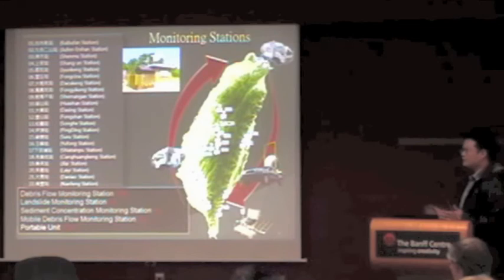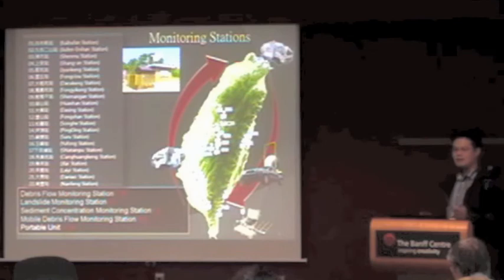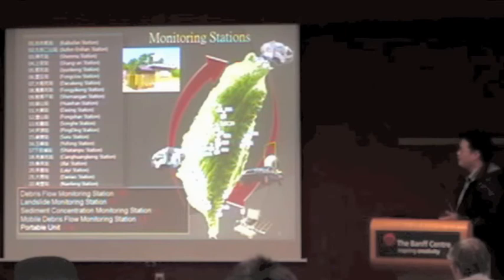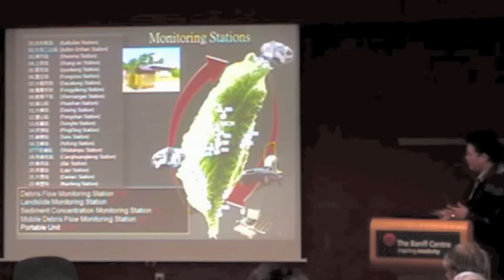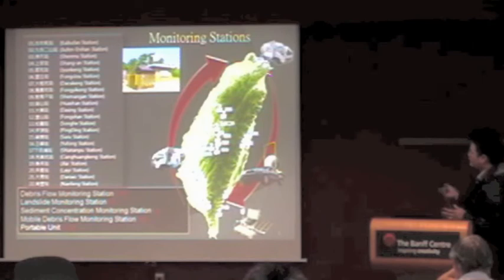Since 2002, Fengjia University has helped Taiwan's government build all kinds of debris flow monitoring stations around Taiwan, because there are 1,500 high potential debris flow rivers around Taiwan. So up to now, we have 18 debris flow stations, like permanent stations, and 3 mobile stations, and 14 portable units around Taiwan.